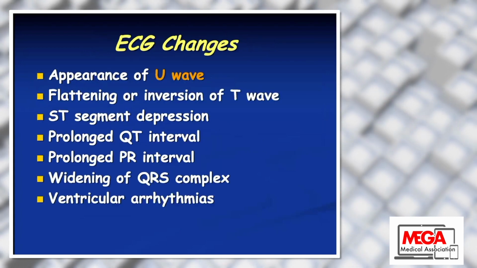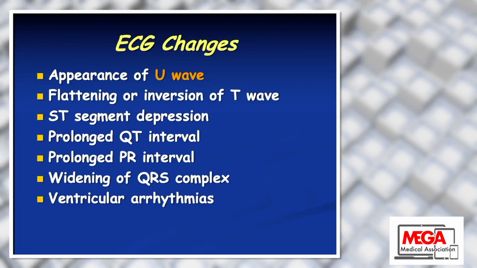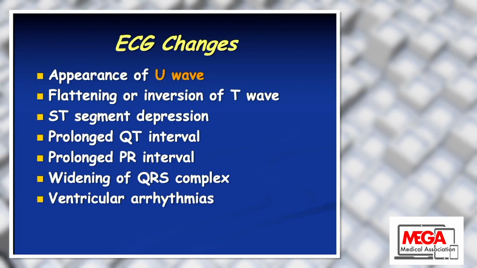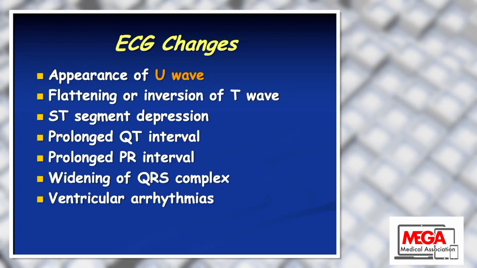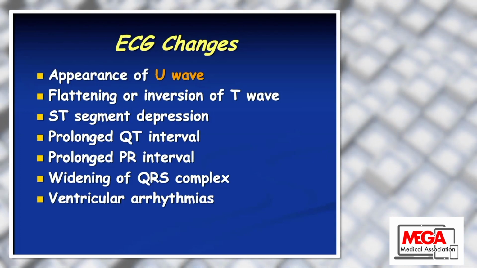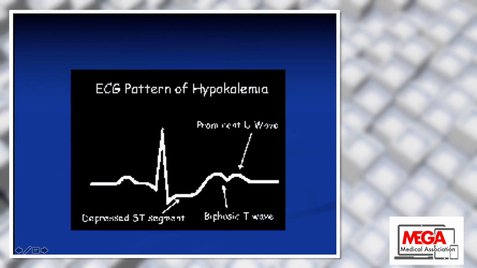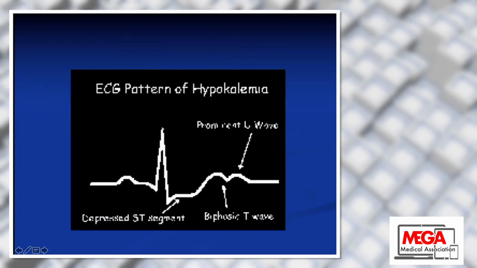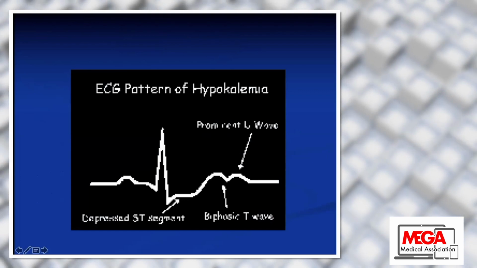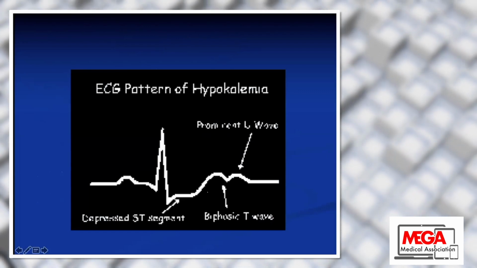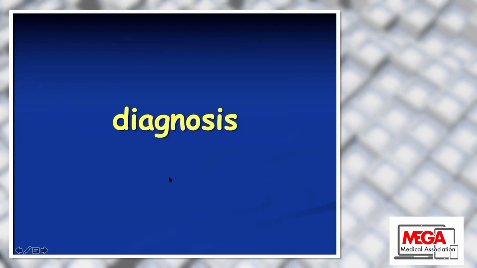The ECG changes are the appearance of U wave, flattening or inversion of T wave, ST segment depression, prolonged QT, prolonged PR interval, widening of the QRS, and may proceed to ventricular arrhythmia. Here, the pattern is hypokalemia, where the appearance of the U wave gives a picture of biphasic T wave. Then depressed ST segment and wide QRS.